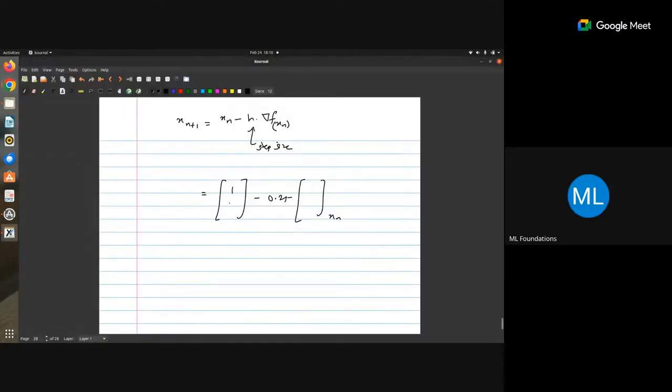So it is (1, 3) minus, what is function f? x square plus y square. Del f will be 2x and 2y. And at (1, 3), so at xn, what is it? It's 2 and 6, right? Here I understood. Okay. So here 1 minus 0.25 times 2 is how much? 0.5. Yeah. Right. 3 minus 0.25 times 6, it is 1.5. So 3 minus 1.5. This is 1.5. This is let's say x1. Right. Okay. This was x1.